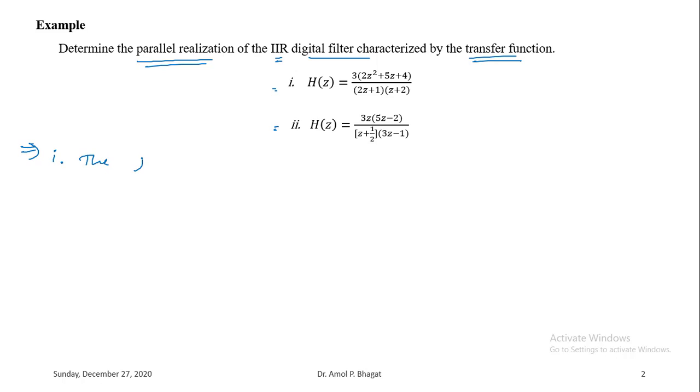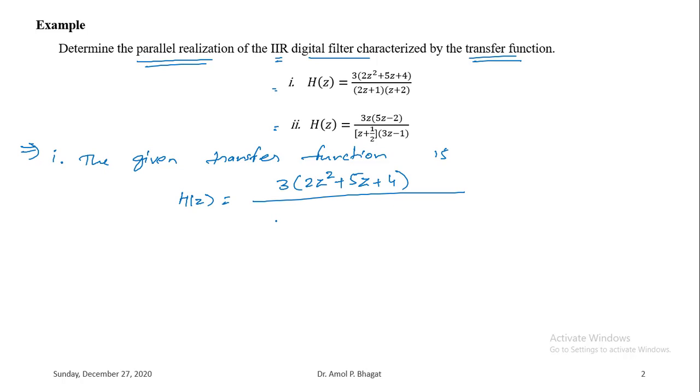Okay, so the given transfer function is, so what has been given, H of z is equal to 3 in bracket 2z square plus 5z plus 4 whole upon 2z plus 1 in first bracket, in second bracket z plus 2, right? So as we know, for parallel realization these terms should be in addition, right?